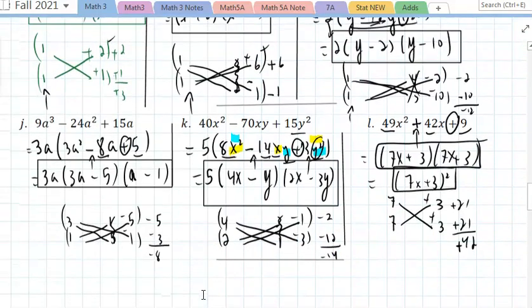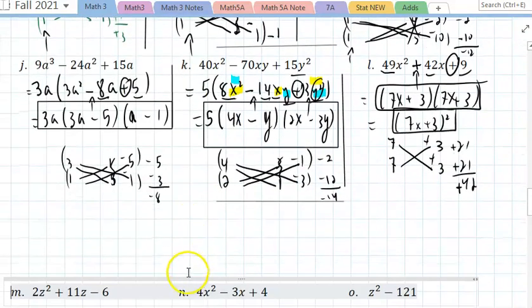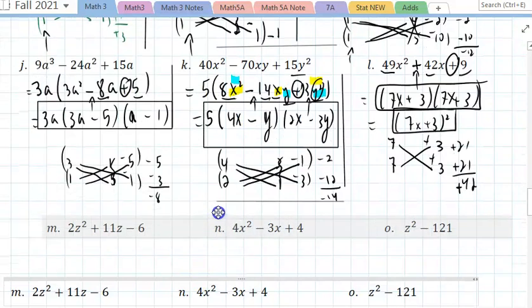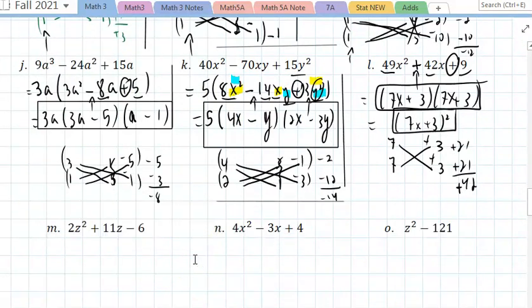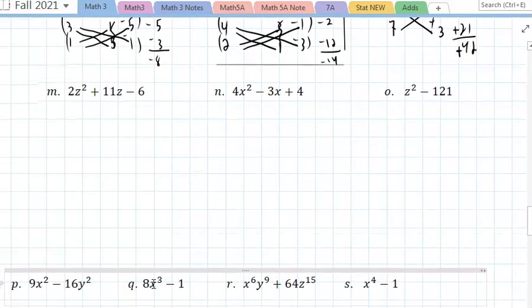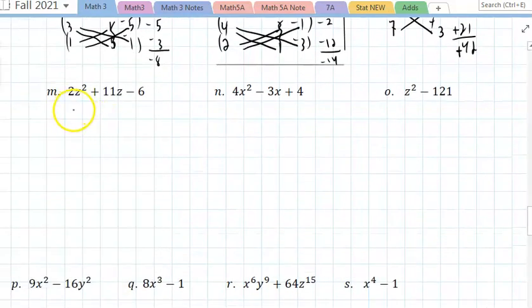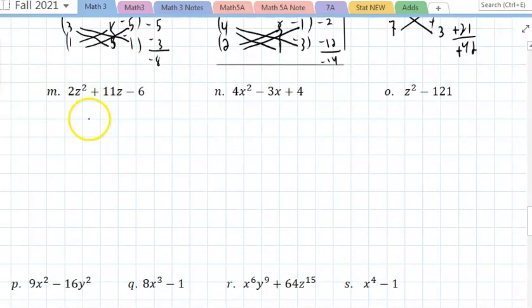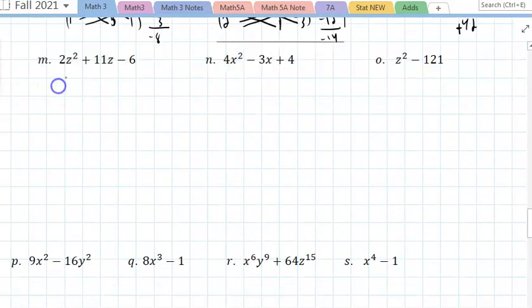So, a few more to go. In this case, I'm looking at continuing on. Well, factors 2 and 1. Closest factors of 3 are 3 and 2, 2 and 3. I need them to subtract to get me 11.